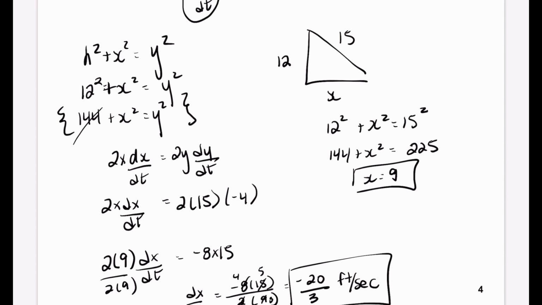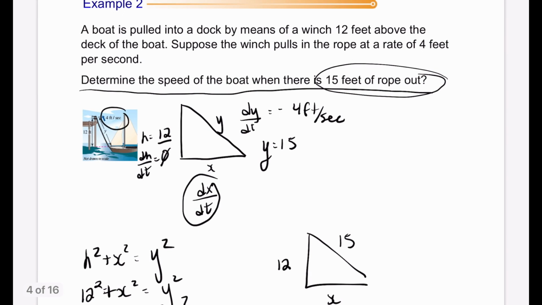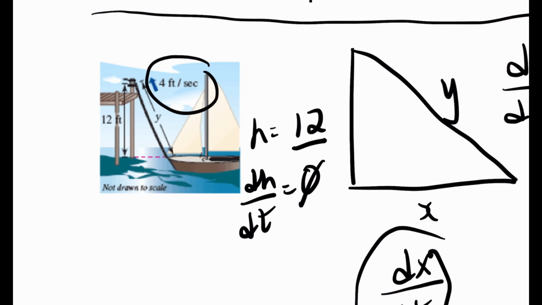Now you might be asking, why is it a negative number? Does it make sense that it's a negative number? So if I go back up to my image, I can see that it's being pulled in. Whenever something is decreasing, I know that it needs to be negative.